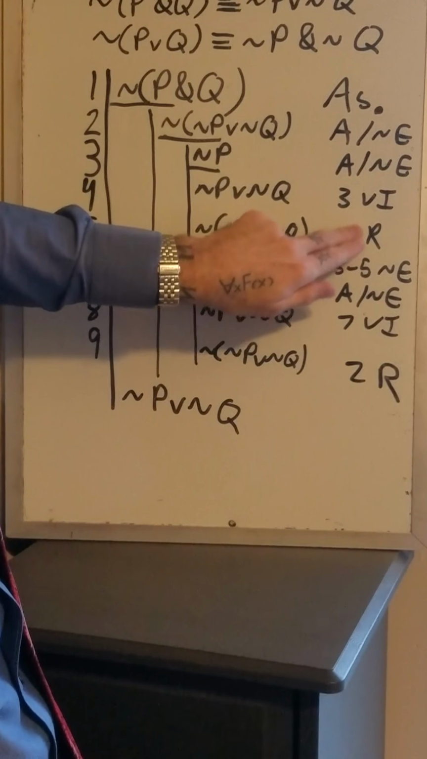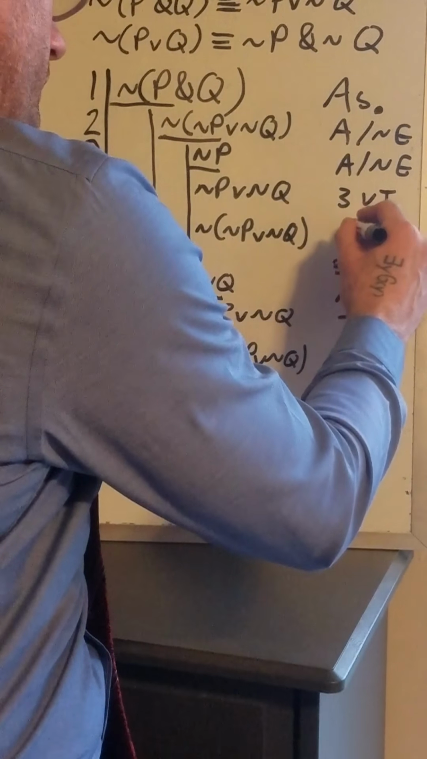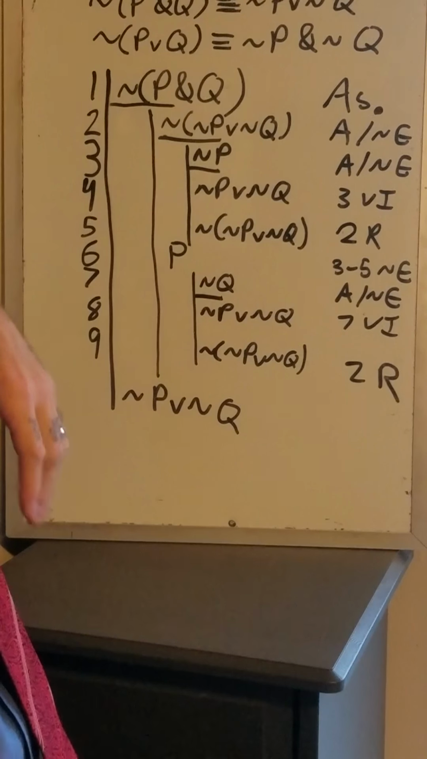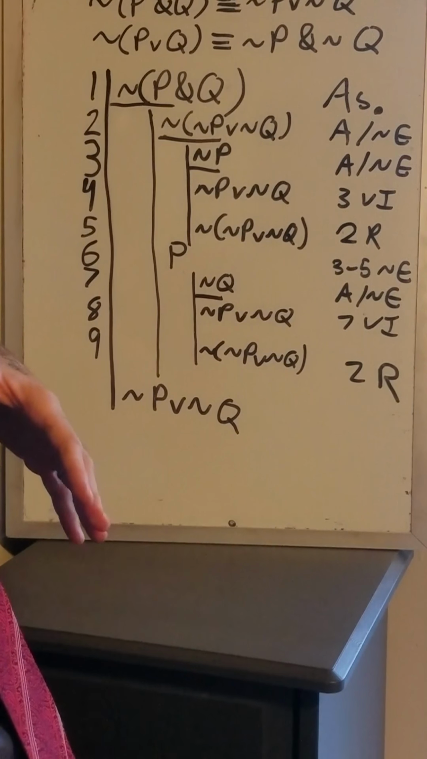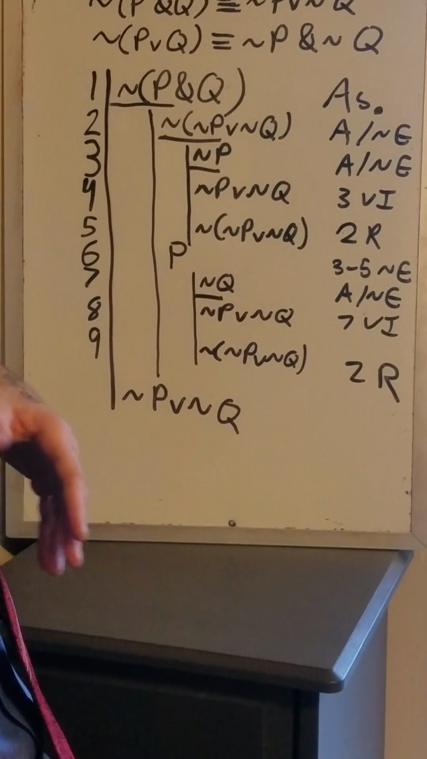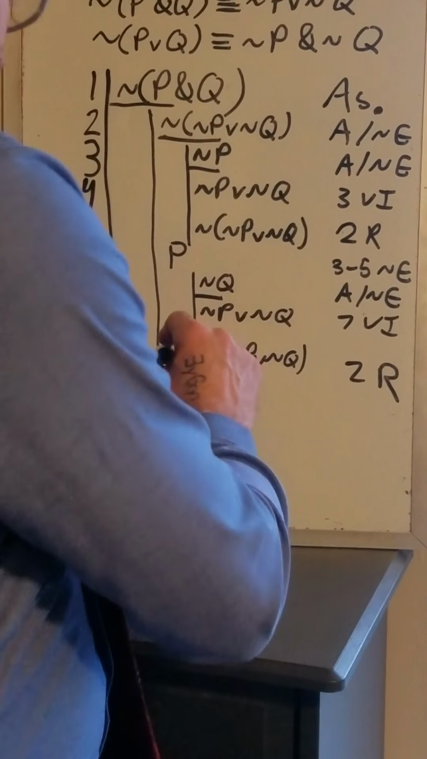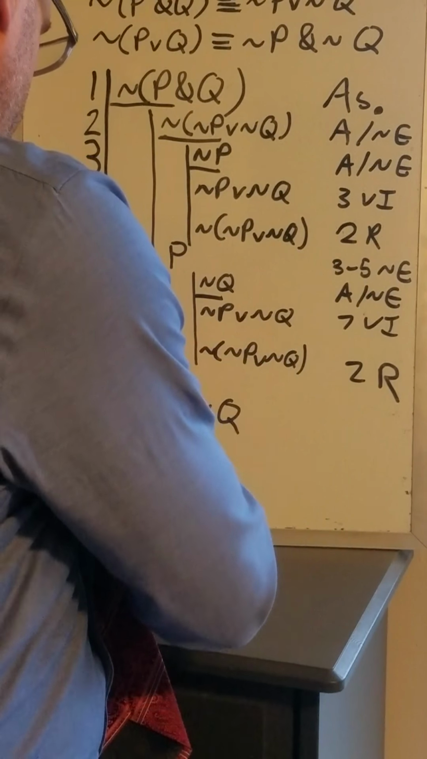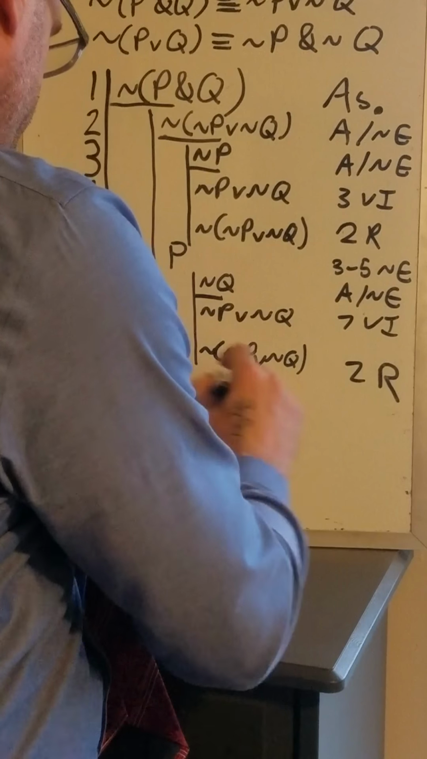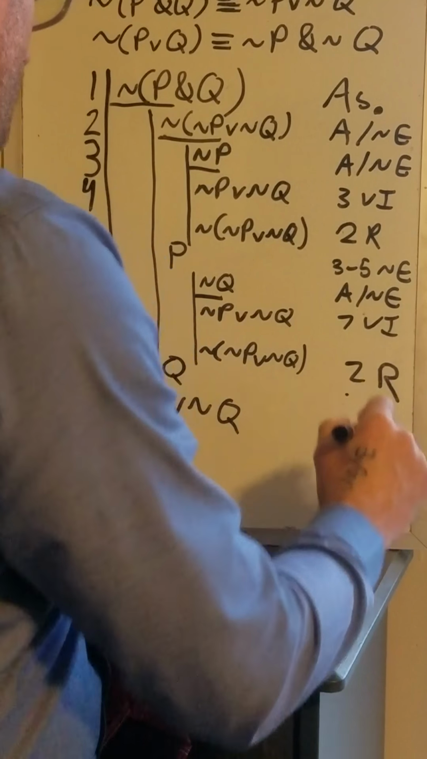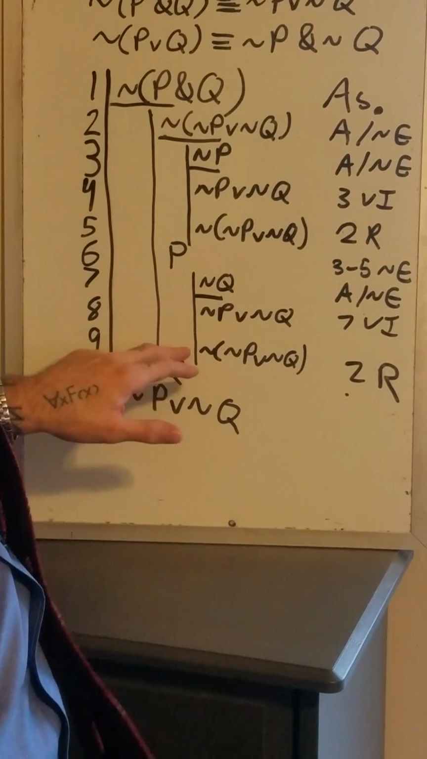Yeah, I'm sorry, this should have been a reiteration here. So again, that's why you should always do these in pencil, right? There's always these little mistakes that creep in. And now we have Q on line 10 by negation elimination, lines 7 through 9.